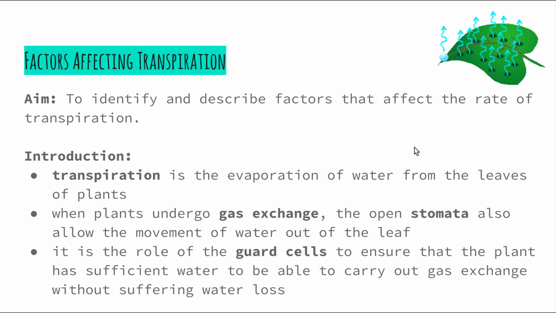So if a plant's already in water stress, opening the stomata for gas exchange is going to cause the plant to lose more water and obviously going to suffer. So it is the role of the guard cells to ensure that the plant has sufficient water to be able to carry out gas exchange without suffering from water loss. Because if the plant loses too much water, then the vacuole wall comes away from the cell wall, the cells begin to wither, and then the whole plant begins to wilt, and basically the plant begins to shut down and die.